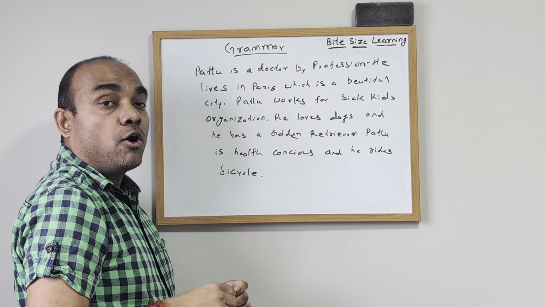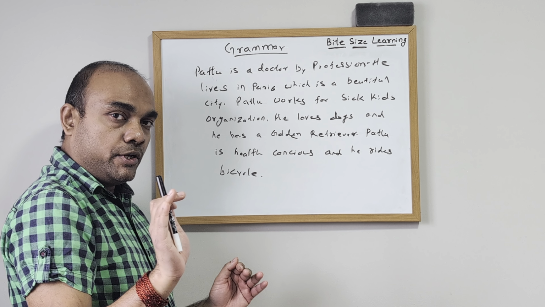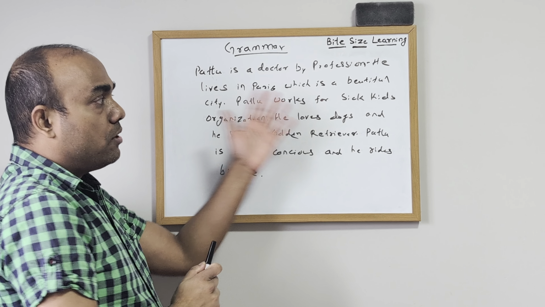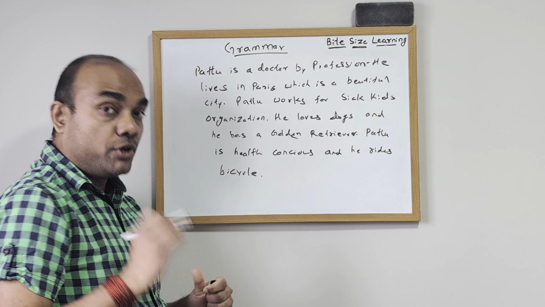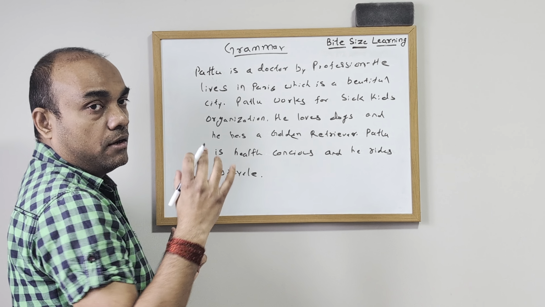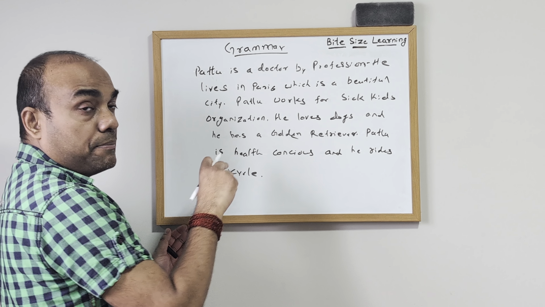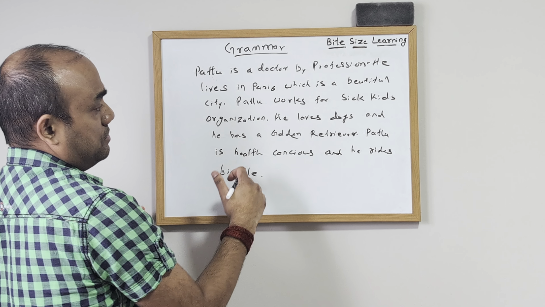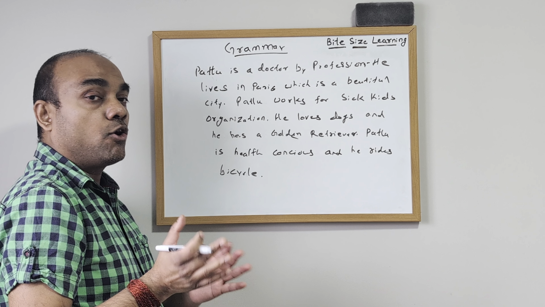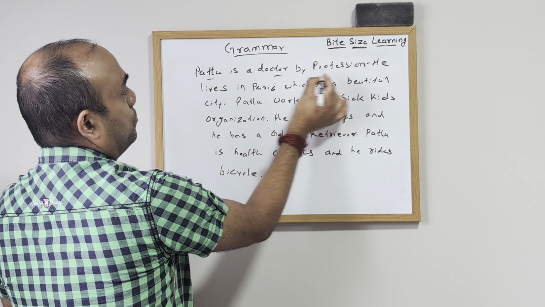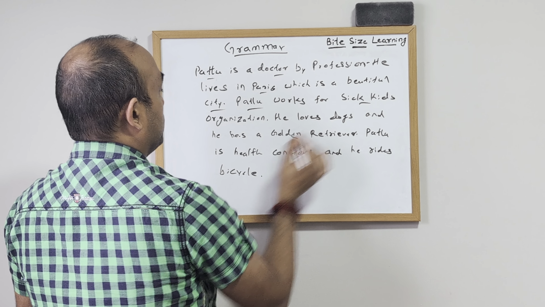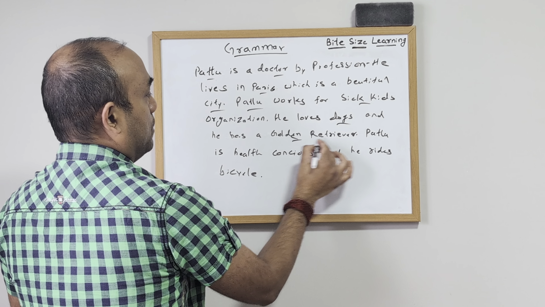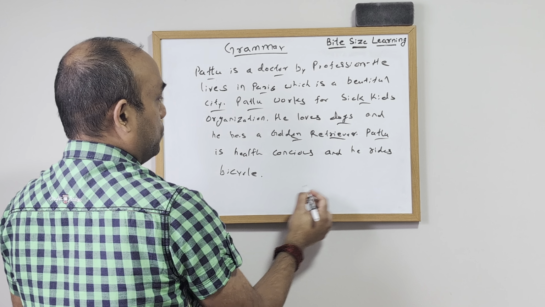Now try to find out the common nouns and the proper nouns in this. Pause the video and try to find out. These are all the examples that we studied in this lecture. To give you a hint, I will underline the examples that appeared in the sentences so that you can identify a common and a proper noun, right? So: Pattu, doctor, Paris, city, Sick Kids, dog, golden retriever.